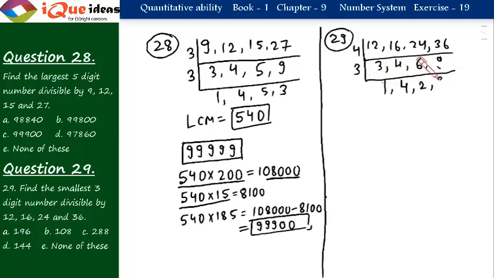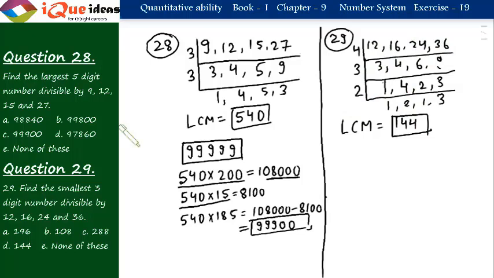Now out of 4 and 2 you can take 2 common. You will have 1, 2, 1, 3. So the required LCM would be equal to 4 into 3, 12 into 2, 24 into 2, 48 into 3, 144. So the smallest 3-digit number is 144, which is divisible by 12, 16, 24 and 36. So the answer to this question is 144.